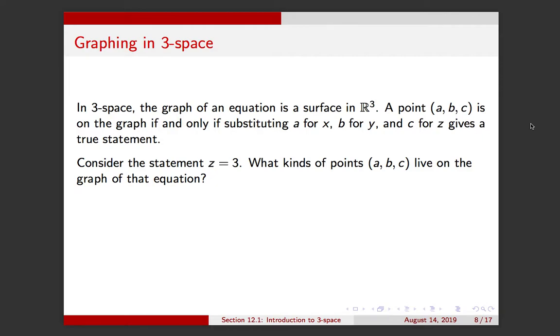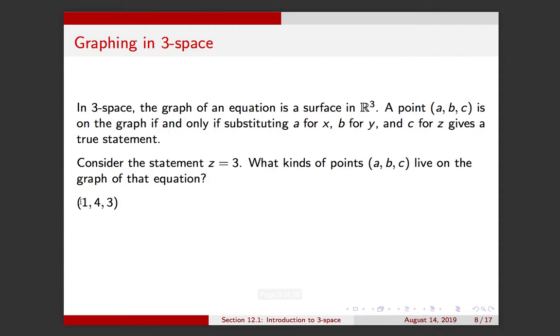Okay, graphing in 3-space works similarly. Now your equation involves x's, y's, and z's, and a point is on the graph if and only if the corresponding substitutions work. So let's consider this equation, z equals 3. What kind of points live on the graph of that equation? Now you have to think about points with 3 coordinates, a, b, and c, so that when you make the corresponding substitutions, you get something true.